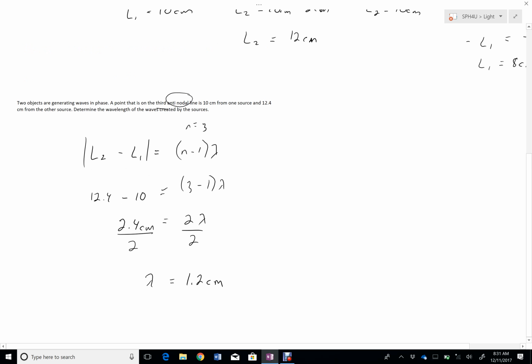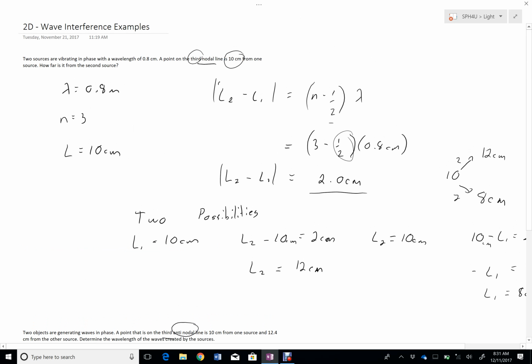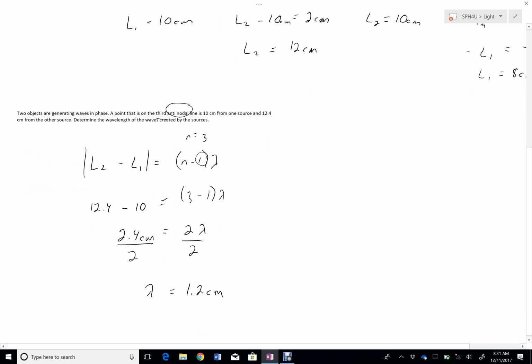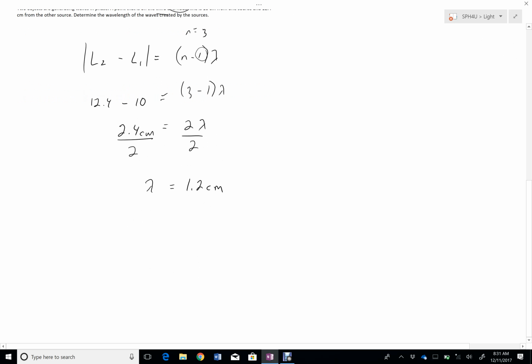So conceptually understanding the interference pattern and why it's n minus 1 lambda to get constructive or antinodal, and n minus 1/2 lambda to get destructive or nodal, is a little tricky, but the math that comes along with this is pretty straightforward. So there's a couple examples of 2D wave interference math examples.